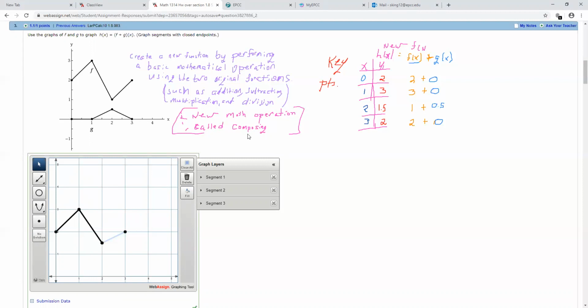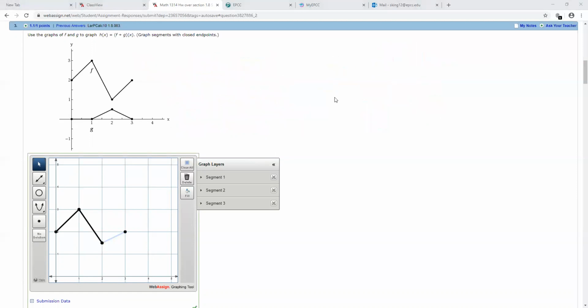It has you do something differently. Although, if you just added them, that would be back to addition. Or if you just divided them, that would be back to division. So composition is a different mathematical operation than these four right here. Okay. So I'm just going to erase this and move down.